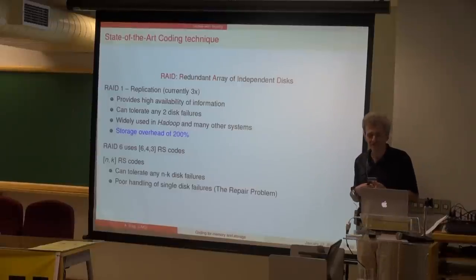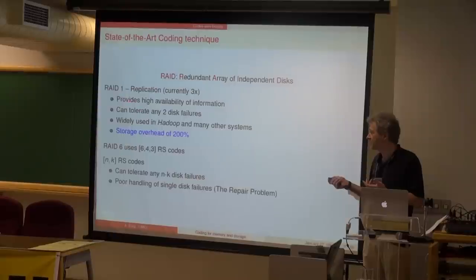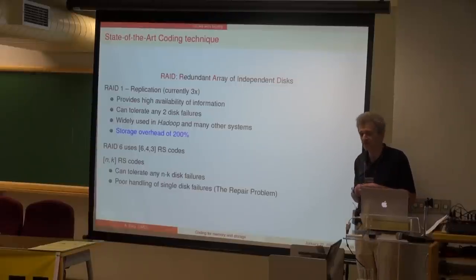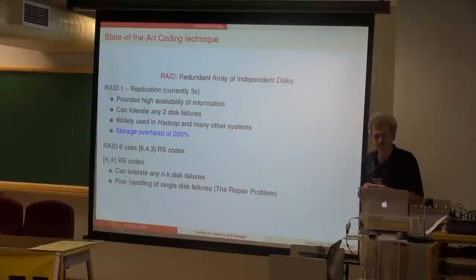And most data centers really run this RAID 1 system, the three-time replication. Of course, the big problem is the 200% overhead. And at the scale of petabytes, or hundreds of petabytes, or maybe even thousands, there is a price to pay for that. So that is a real cost for those companies. So they started to look for different solutions.